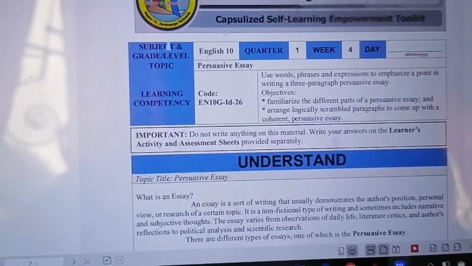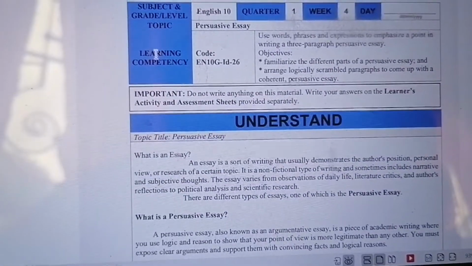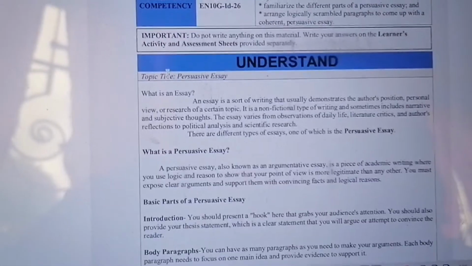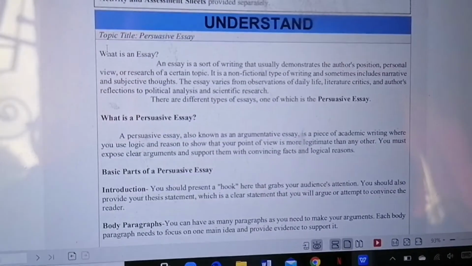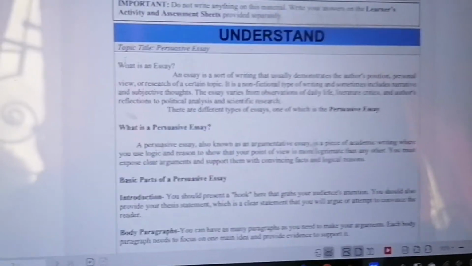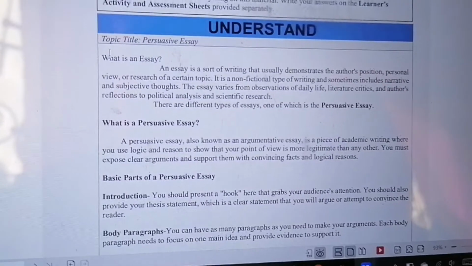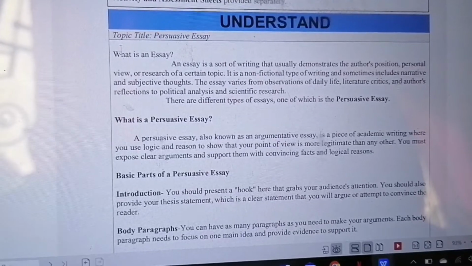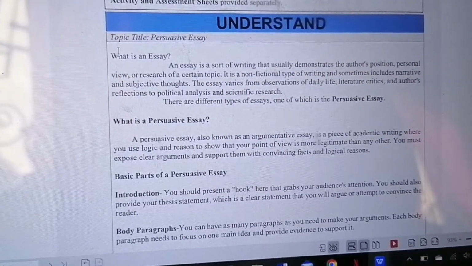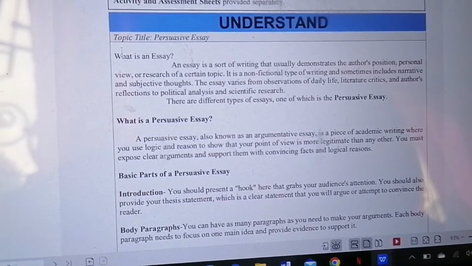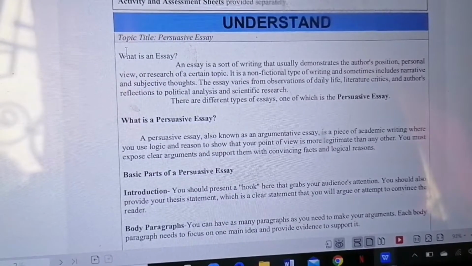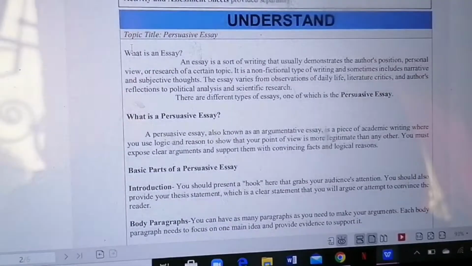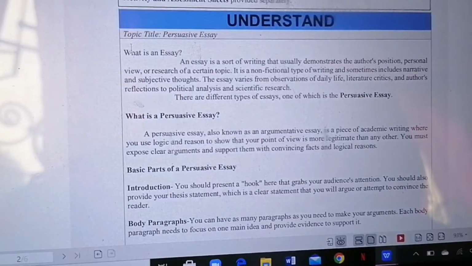So do not write anything on this material. Write your answers on your yellow paper, your yellow pad. So the topic is persuasive essay. What is an essay? An essay is a sort of writing that usually demonstrates the author's position, personal view, or research of a certain topic. It is a non-fictional type of writing and sometimes includes narrative and subjective thoughts. The essay varies from observations of daily life, literature, critics, and authors' reflections to political analysis and scientific research.